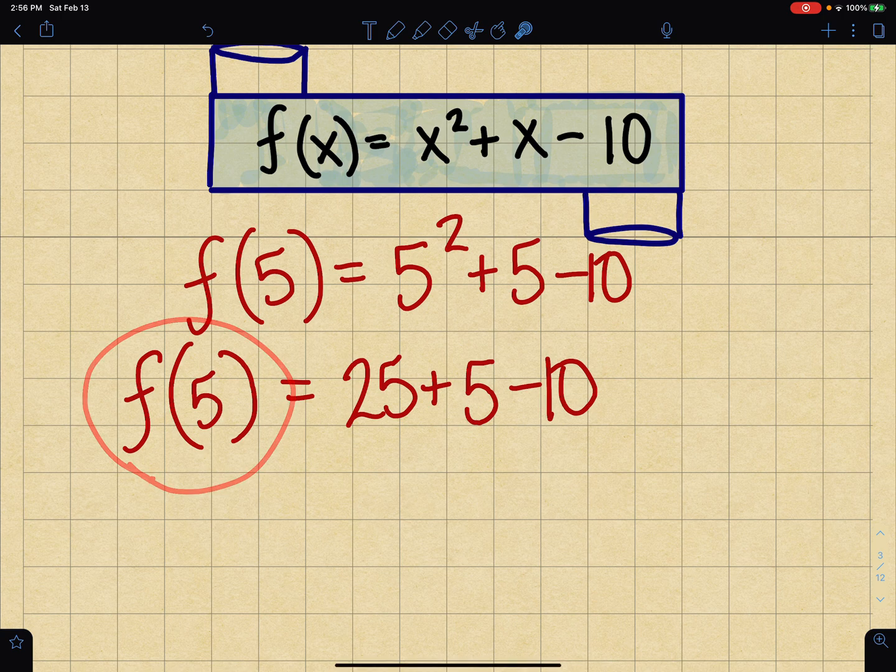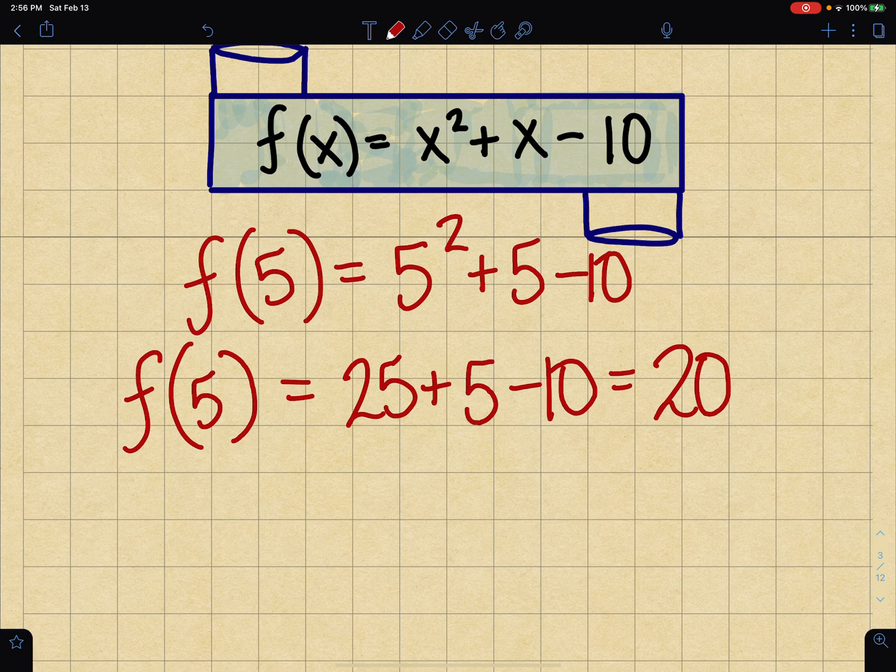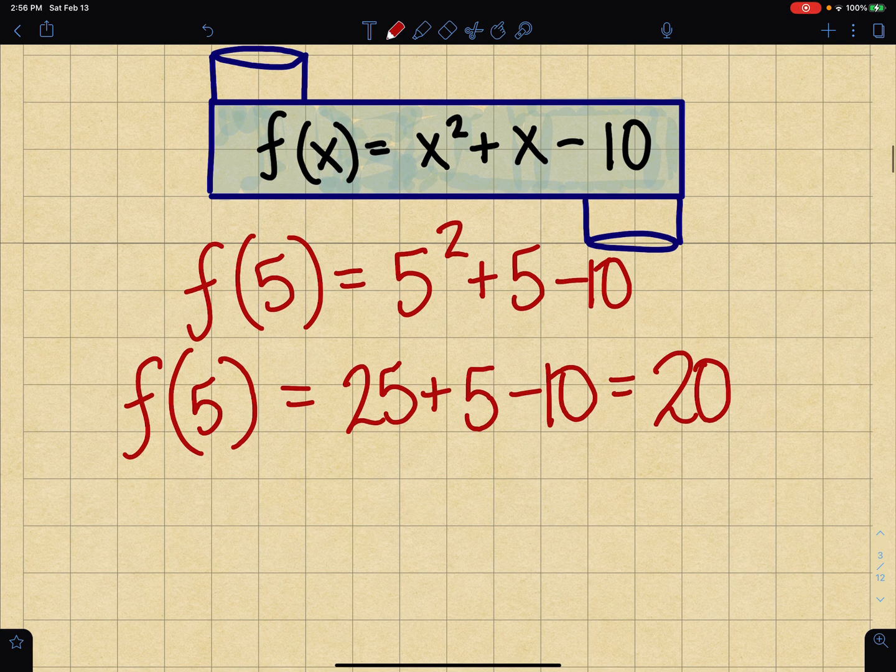So f of 5 is going to be 25 plus 5, which is 30, minus 10. And so the machine is going to spit out a 20. Okay, so you put in a 5, it's going to spit out a 20. And that's what you get. That's what that machine does.